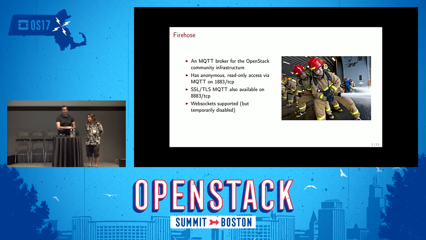We decided to use MQTT, which is a protocol that's very popular in the IoT space, but is really lightweight and really low bandwidth. So it was well suited for our application here, where we have a lot of services sending a lot of data. It's also quite reliable. Our Firehose is called firehose.openstack.org, which is its host name.